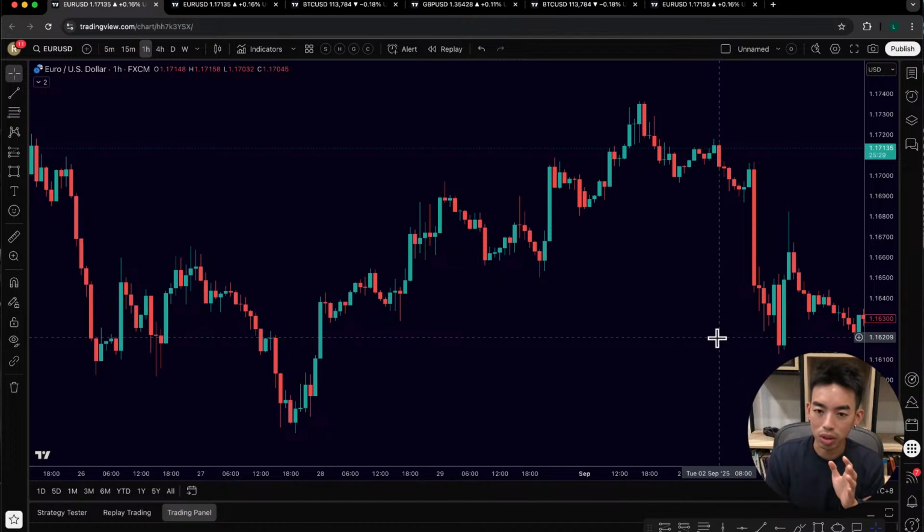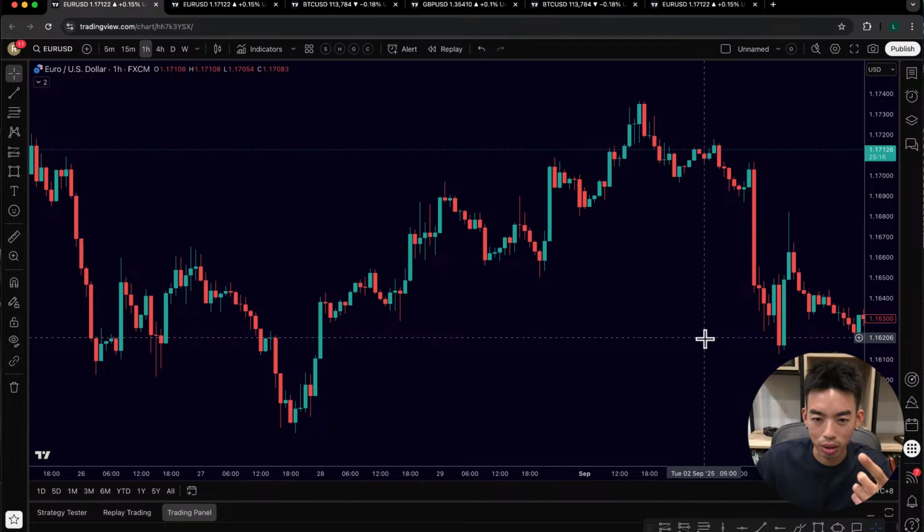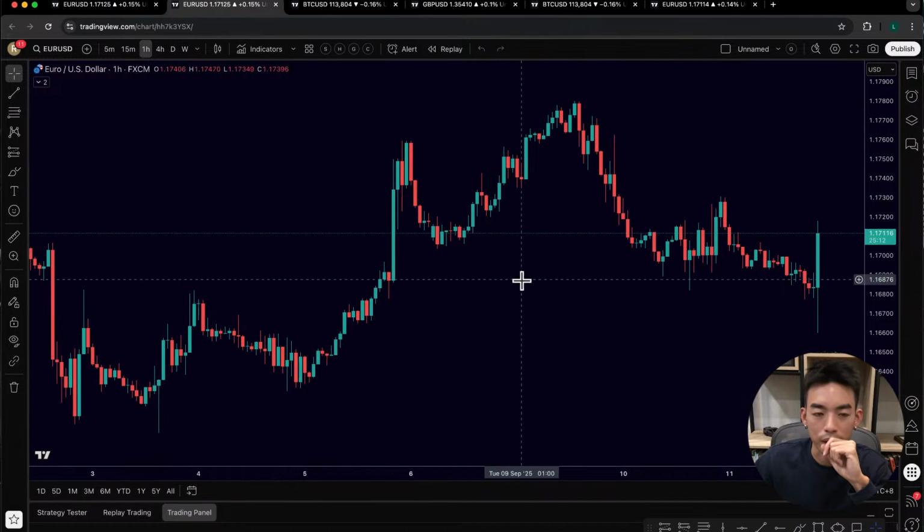When we're trading reversals, we want to make sure that we are focusing on two main things. Okay, we're focusing on the where and we're focusing on the when. Location and timing is super important. Now, that brings me to the next point here.